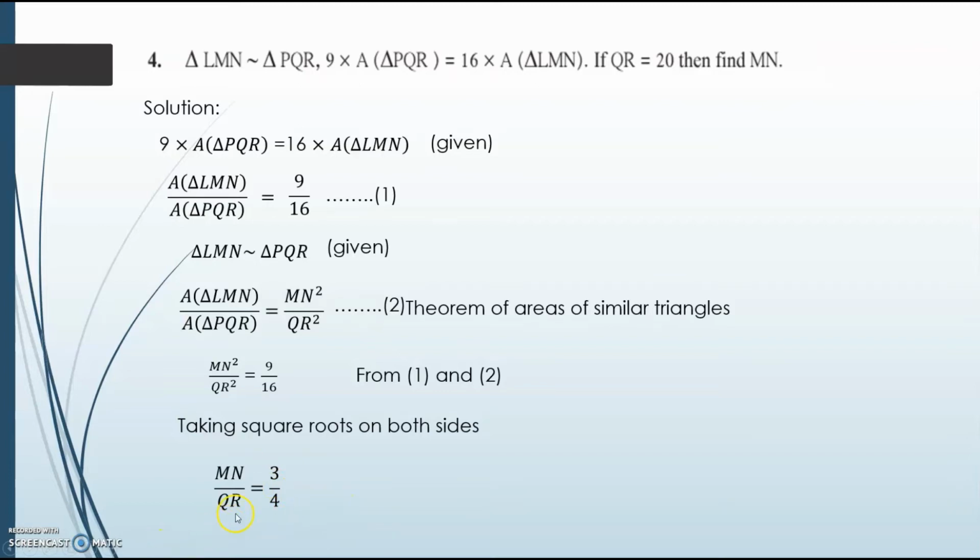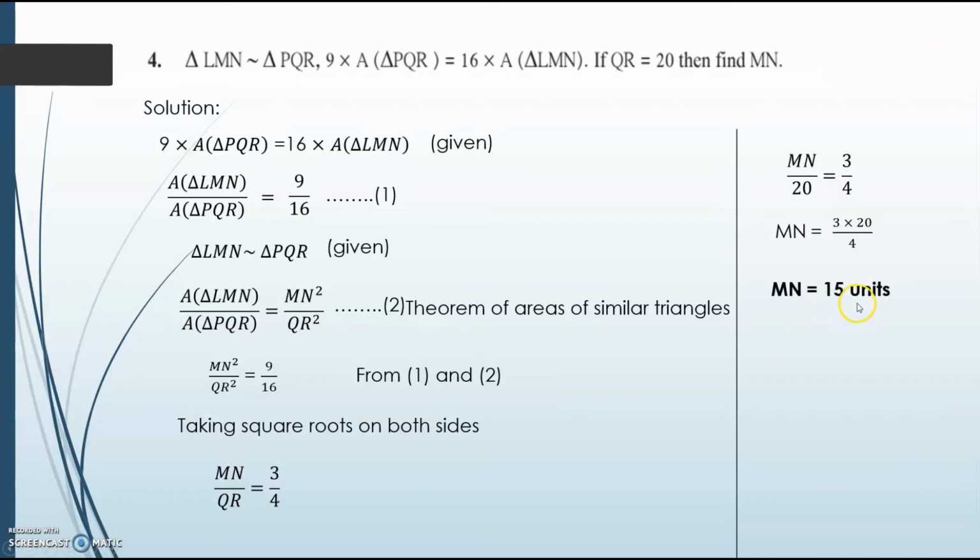Now QR value is given to be 20. So we can substitute that value of QR as 20 and then we will cross multiply. MN is equal to 20 multiplied by 3 upon 4. Do the calculation, you will get MN to be 15 units. So this is how we do sum number 4.